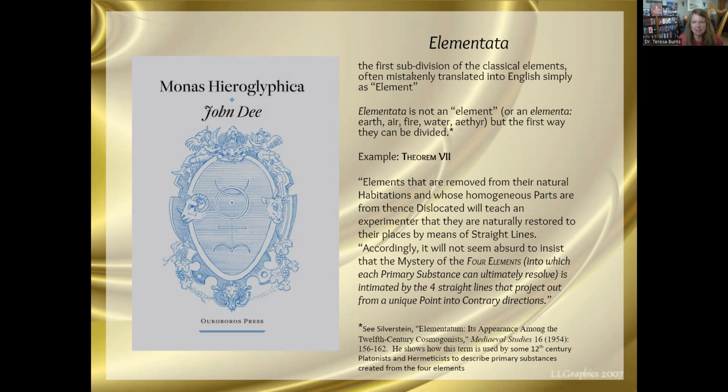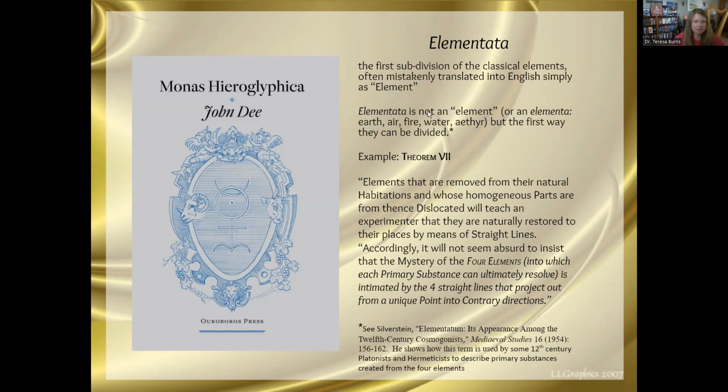Elementata is not an element. An element is an elementa. And this isn't what we think of with the periodic table of the elements. It is earth, air, fire, water, and ether. Usually you hear about the 4 elements because the ether is kind of a secret and it's connected to the dodecahedron. So you can talk about the 5 elements or the 5th element being the secret one, ether, but usually you hear about 4. So it's the first way they can be divided.